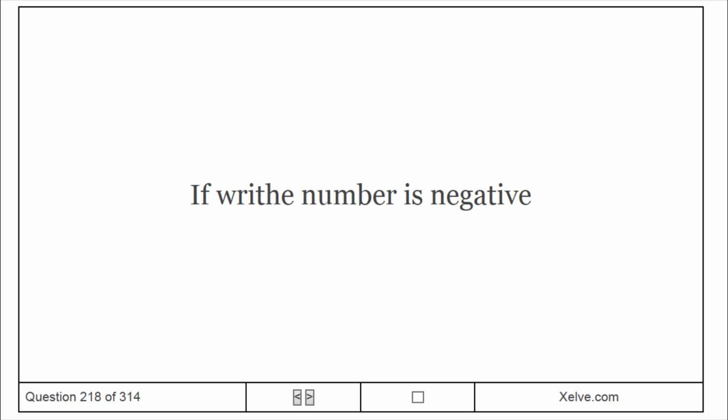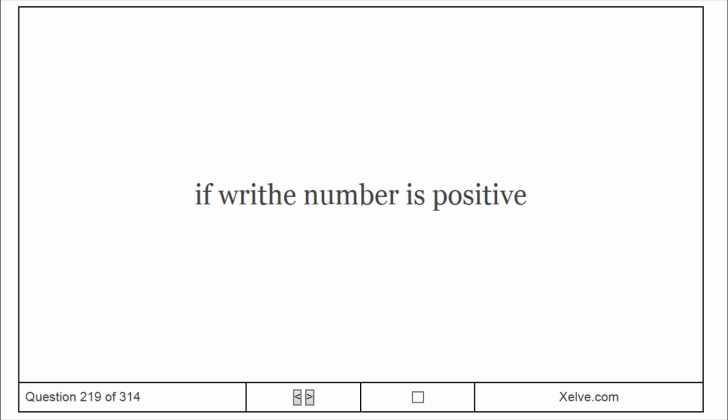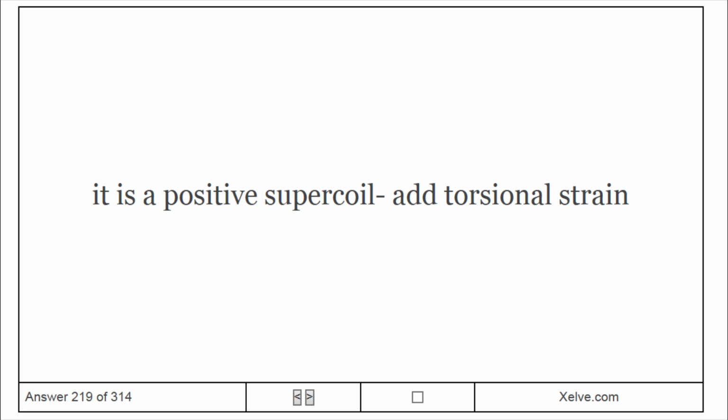If the writhe number is negative, it is a negative supercoil, which underwinds and relaxes DNA. If the writhe number is positive, it is a positive supercoil, which adds torsional strain.